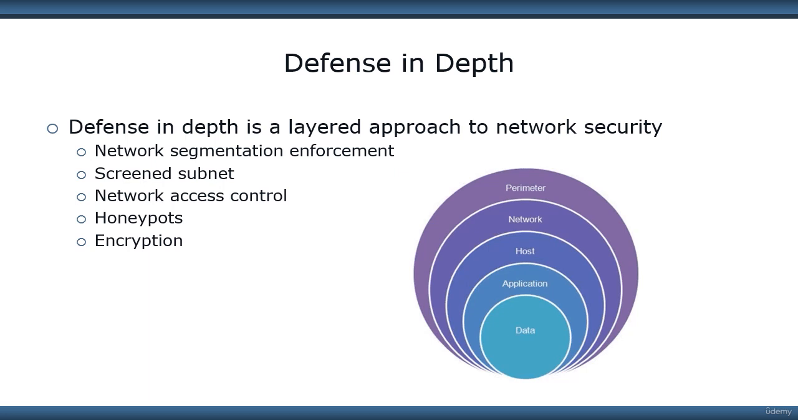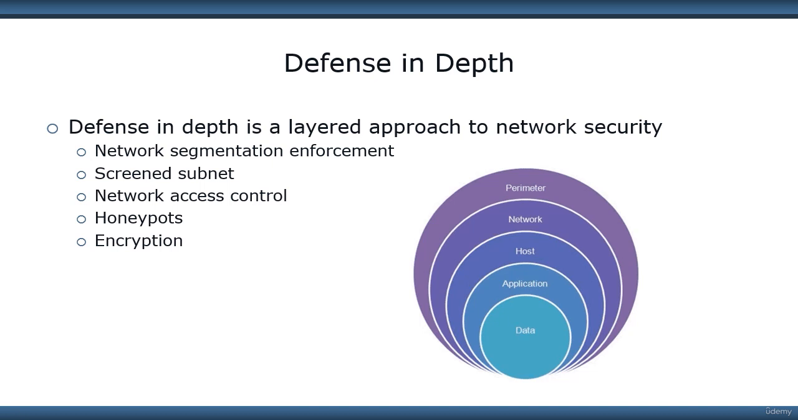Network segmentation enforcement means making sure that we have physical segments of the network, making sure that we have firewalls protecting us, and making sure that we've got even packet filters on routers. That could fit in really either at the perimeter or the network layer. A screened subnet is something at the network layer.